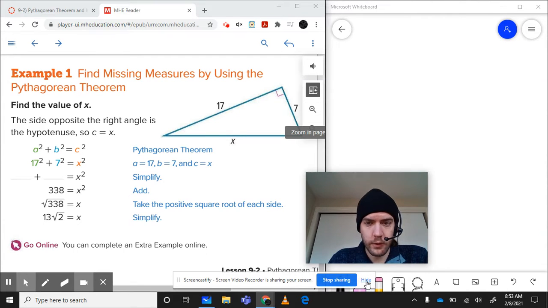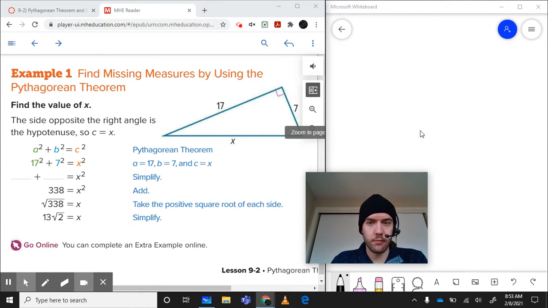All right, so on example one, we're going to go through kind of the most basic version of using the Pythagorean theorem, using that equation. So solving for the missing side of a triangle. We're going to start out by solving for the longest side. So we're solving for the hypotenuse here.